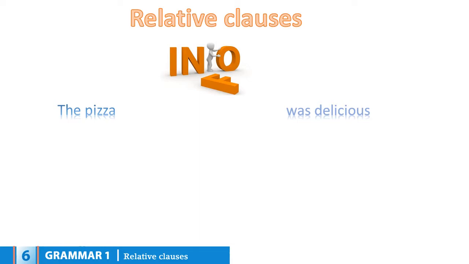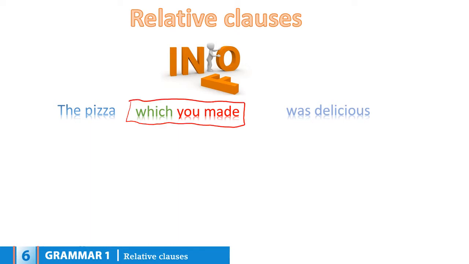Okay, but what pizza are you talking about? I don't get it. The pizza which you made was delicious. Now I know. Okay. The other day you cooked pizza and it was delicious. Okay. Very good. So the pizza which you made. So the relative clause here is giving extra information about what? About the pizza. Yeah, I get it.